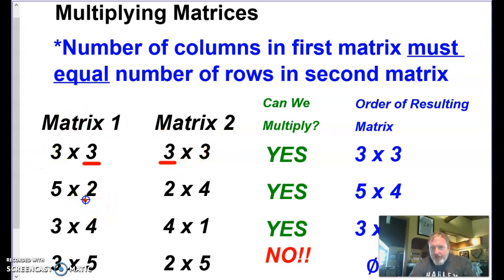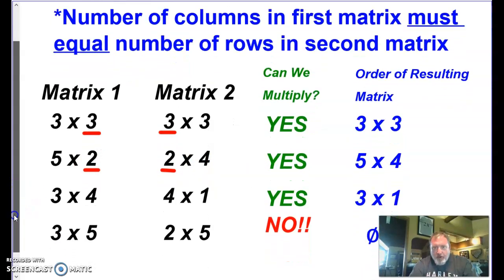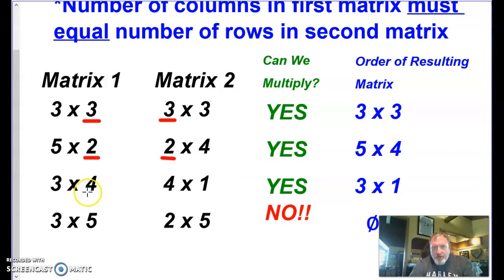Same deal here. I got 2 columns with this one, 2 rows there. I can multiply. I will end up with a 5 by 4. Third one, 4 columns by 4 rows, so those numbers are the same. We will end up with a 3 by 1.